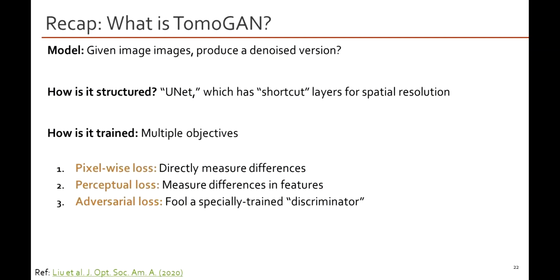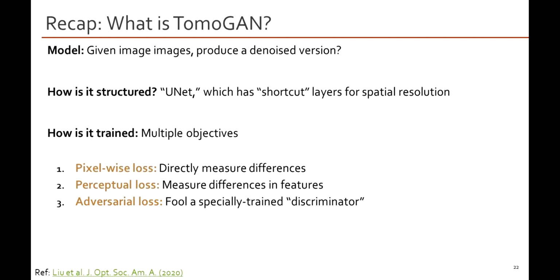And the way that one trained this generator was to use 3 different loss functions, the first of which is pixel-wise, where I directly measured differences between the true denoised image and one that had some noise in it. I have perceptual loss that measures differences in the features of the image, which are again measured by taking those differences in a feature space of a network that was trained to perform such tasks, because those features have meaning rather than just be kind of plain representations of a pixel value.